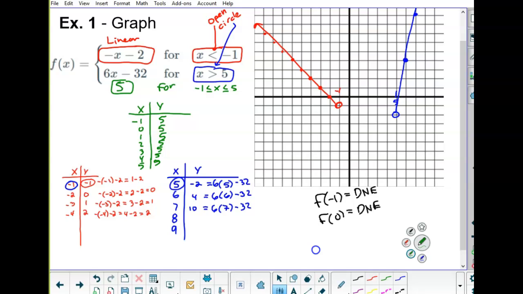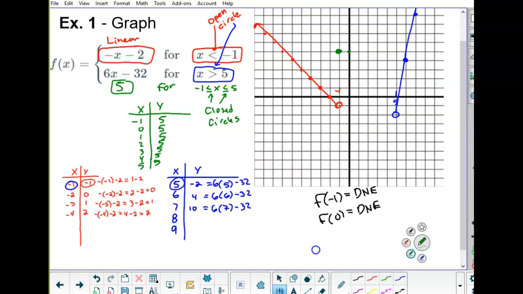Well, what does that look like as a graph? If I plotted all those points, what am I actually drawing? Straight line, a horizontal line, right? So when I go over -1, I'm going to go up 1, 2, 3, 4, 5. What am I going to do right here? It's a closed circle, right? Because now we have the closed circle.